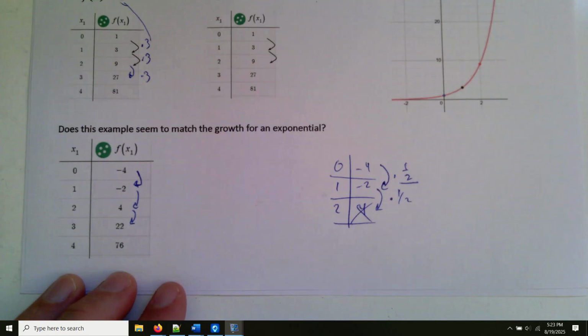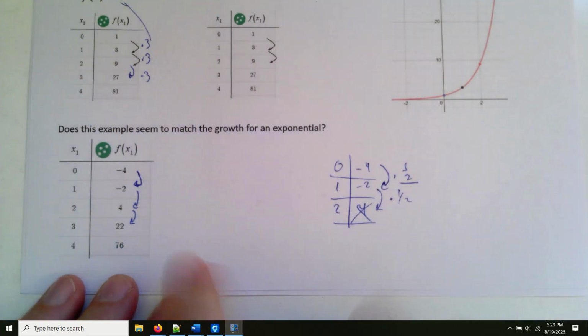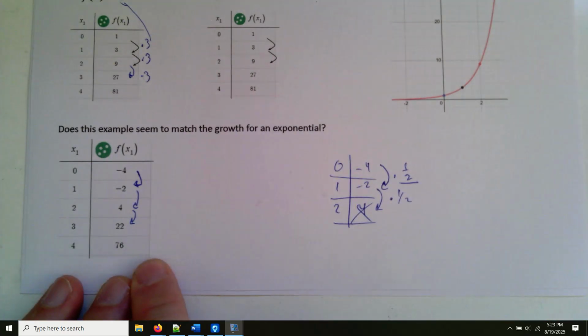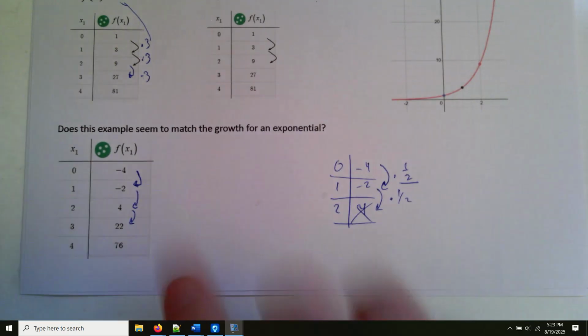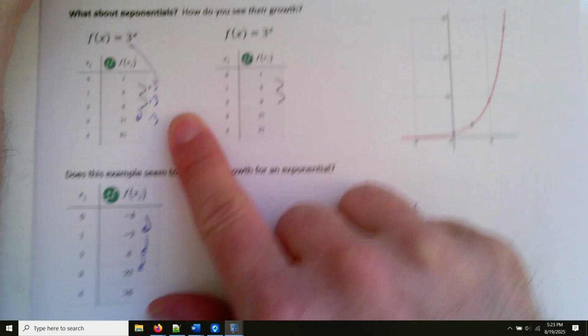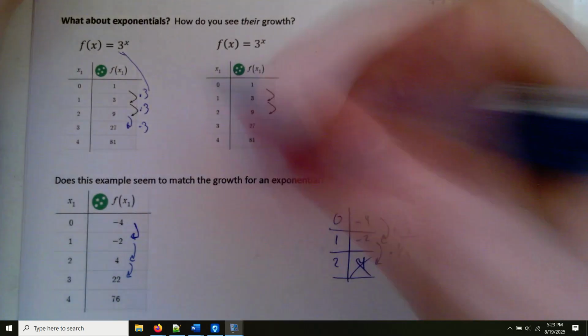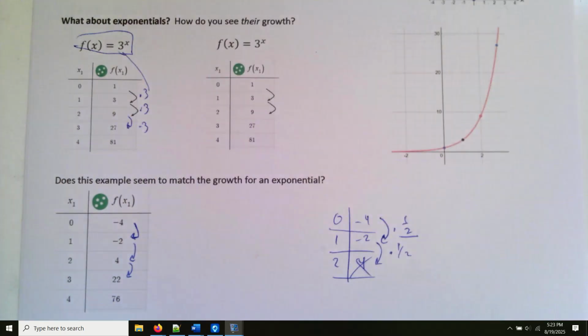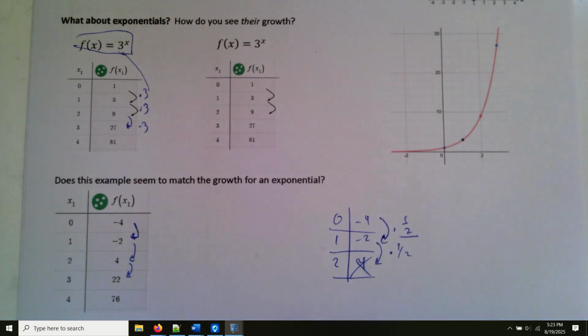But here's the problem. This actually is data from an exponential function. So they didn't quite lie to you in Algebra 1. But when they showed you this pattern in the growth in Algebra 1, that's only the pattern of growth for an exponential that hasn't been transformed at all. So let's do something else.